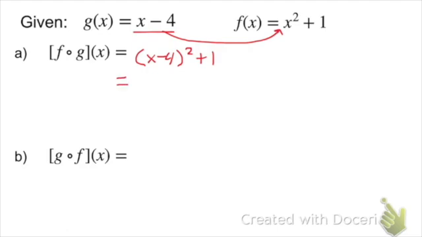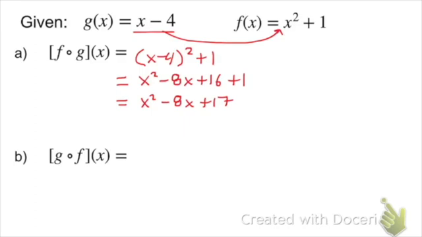And then we expand and simplify. x squared minus 8x plus 16 plus 1, and we get x squared minus 8x plus 17. This is our composition of functions. And if you look at these, if you're asked for the domain, there is no restriction on our domain. So our domain would be all reals, or negative infinity to infinity in interval notation.